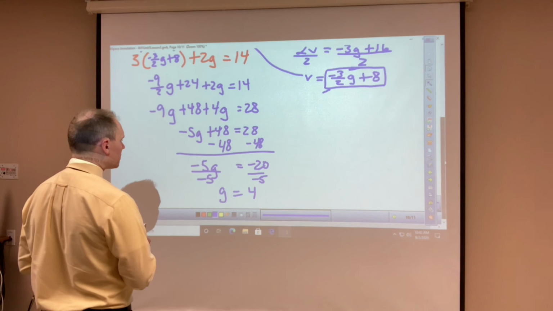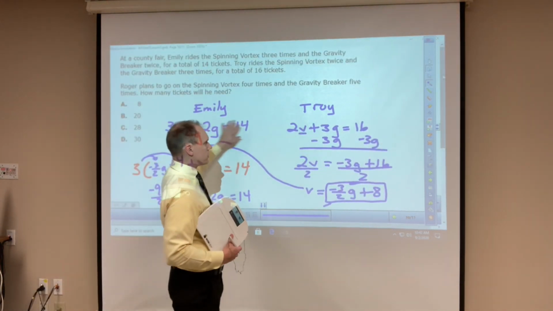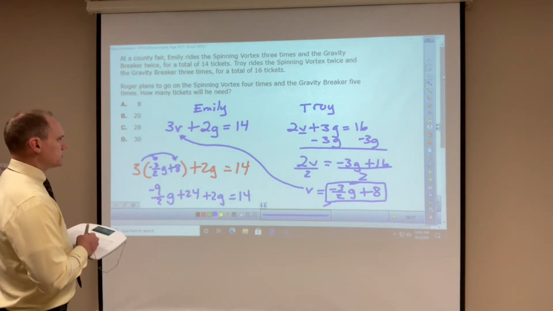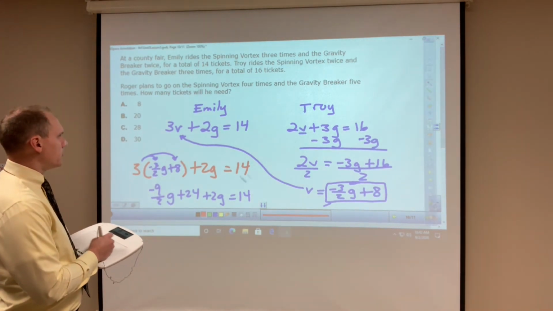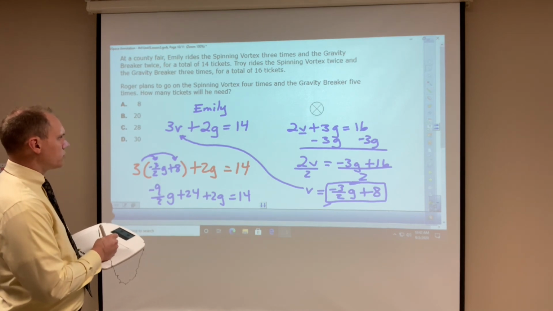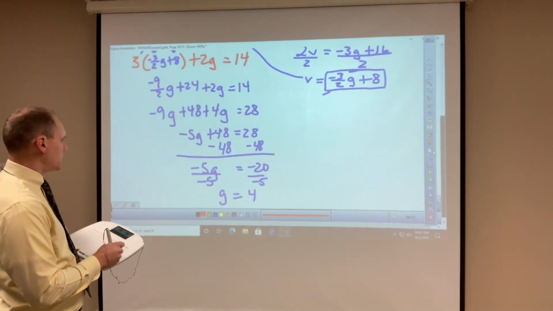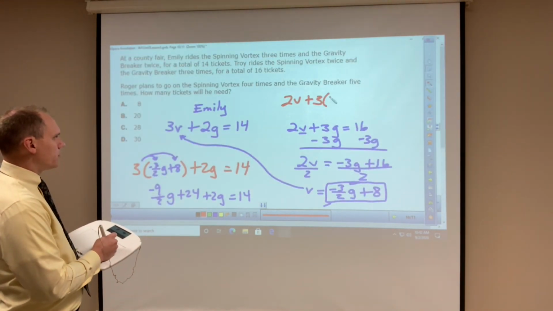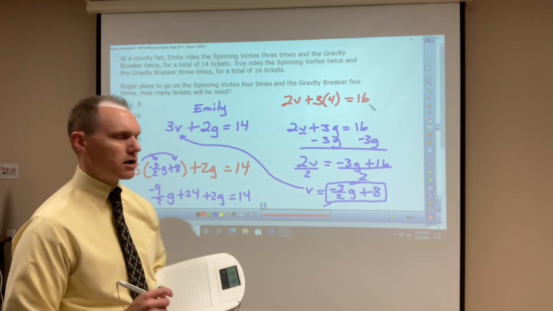Okay, so then we come back up here to either one of these equations, doesn't really matter which one, and we can solve for the number of tickets for the spinning vortex. So let's do that up here at the top right here. So we have Troy, we're going to use Troy's equation, 2V plus 3G. We found out G, we solved for G, is 4, right? So put 4 in, equals 16. That's going to allow us to solve for the other missing variable.